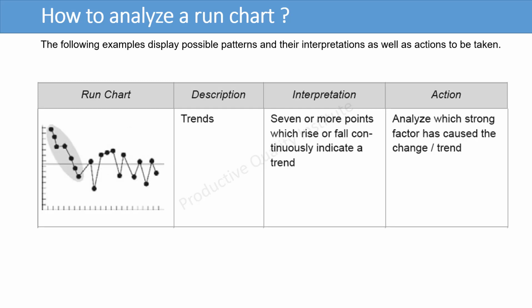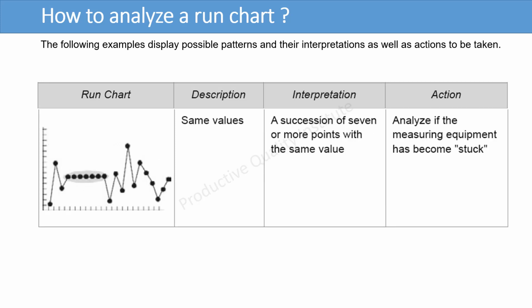Description of the pattern: trends. Seven or more points which rise or fall continuously indicate a trend. Action to do: analyze which strong factor has caused the trend. Description of the pattern: same values. A succession of 7 or more points with the same value. Action to do: analyze if the measuring equipment has become stuck.